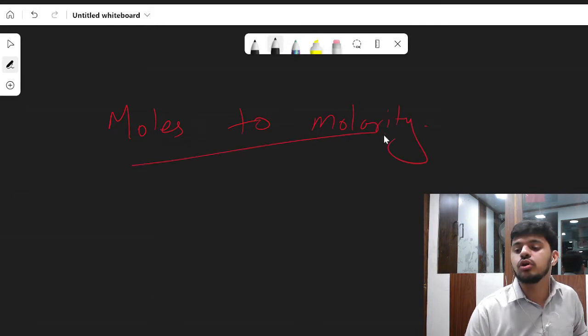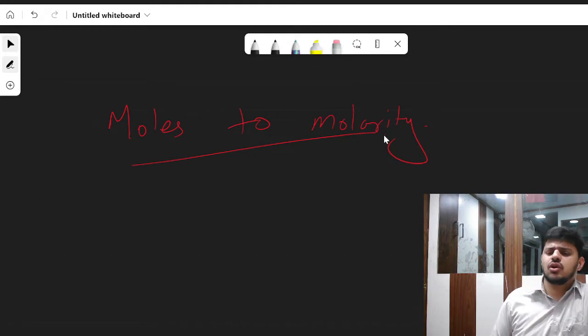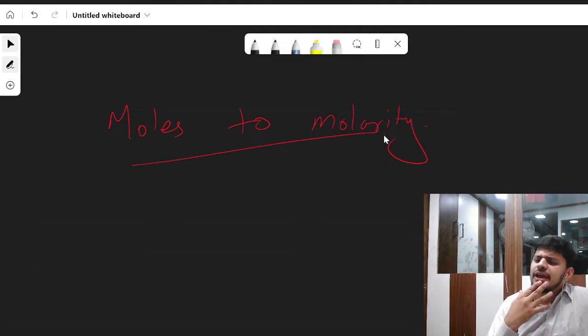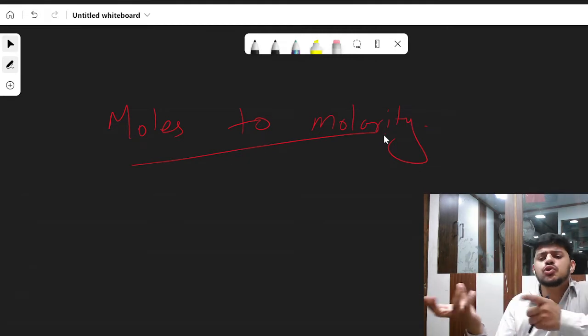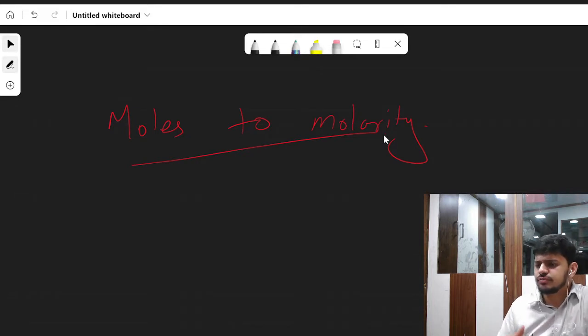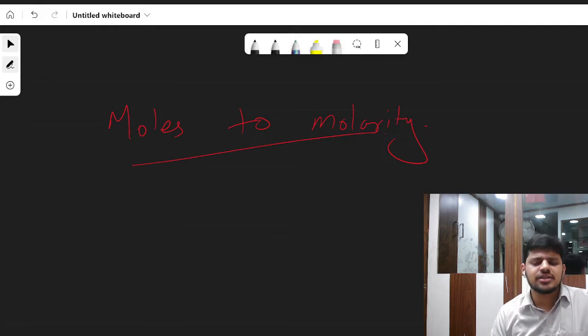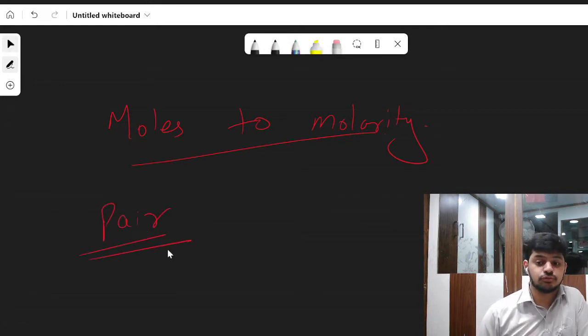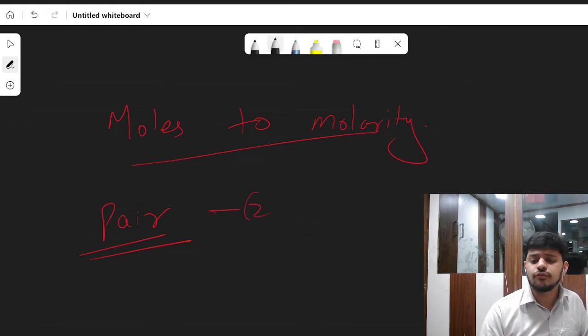From moles to molarity. Guys, one thing you tell me, what is the mole? What do you think about the mole? Well, when you go to the shoe store, you know very well the shoe store, you will not ask them for a single shoe. You will ask them for a pair of shoes, right? So you already know that pair means two.